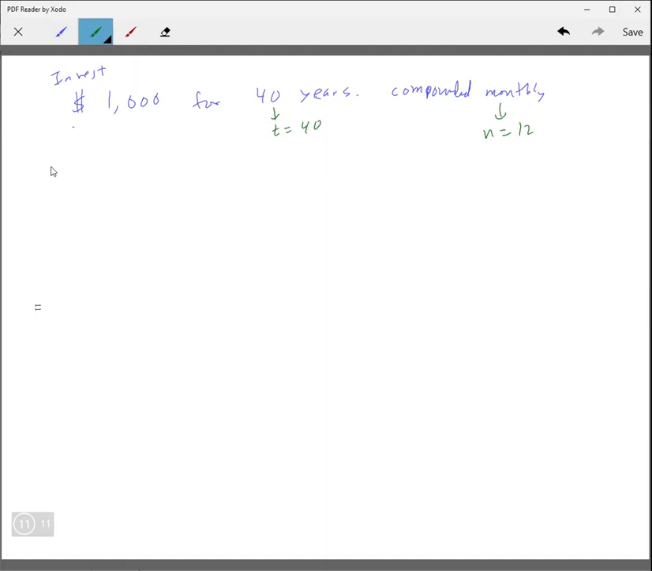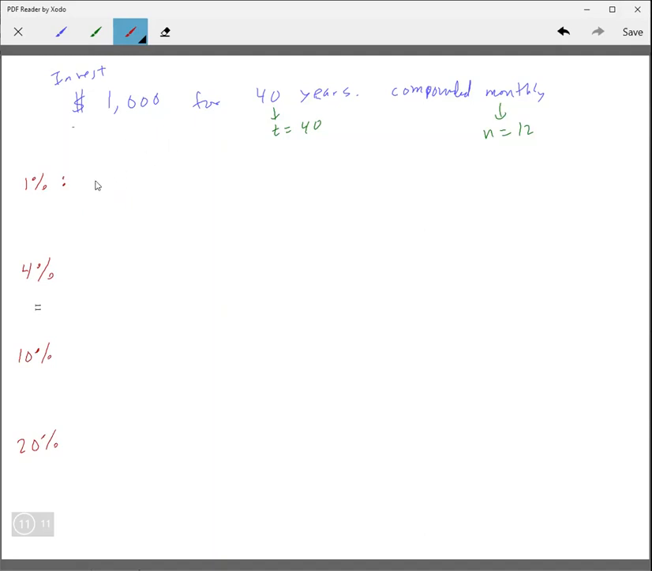Okay, and then I'm going to do different cases. So let's say the interest rate is 1%. Then we're going to do 4% interest rate, and then 10% interest rate, and then 20% interest. And I'll show you what happens in each case. Okay, so 1% first.